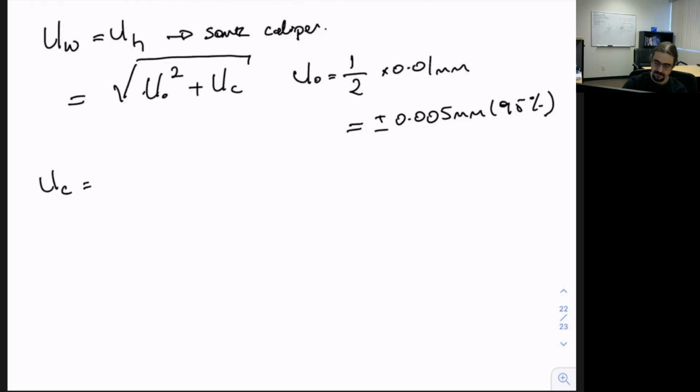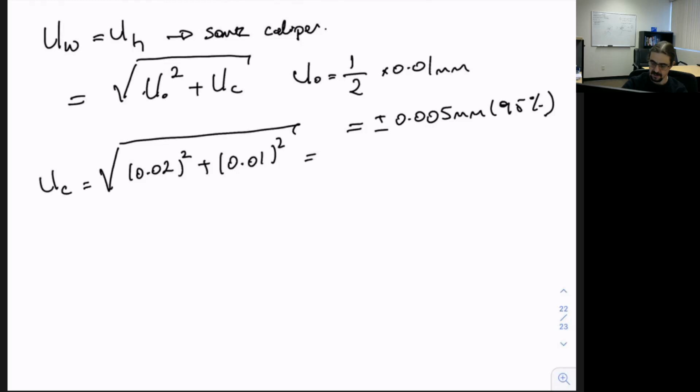To do that, I'll just basically do RSS again, so that will be the square root of 0.02 squared plus 0.01 squared, and that's going to get me plus minus 0.00224 millimeters at 95 percentile.